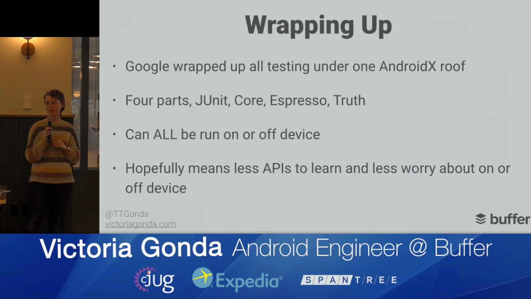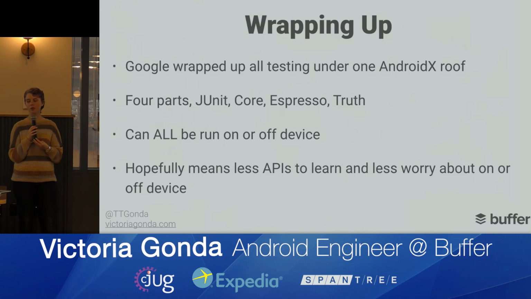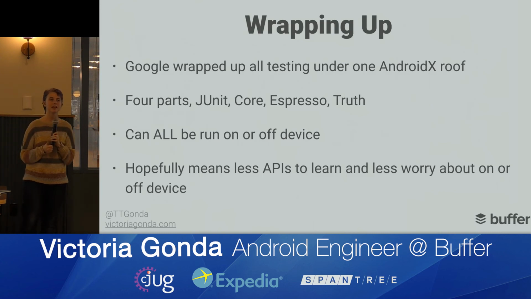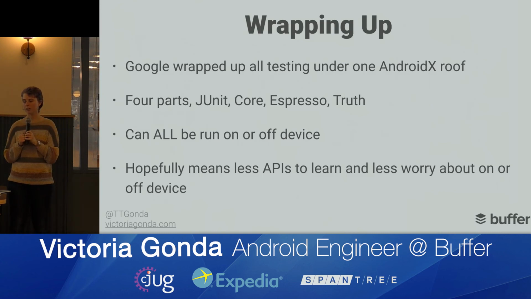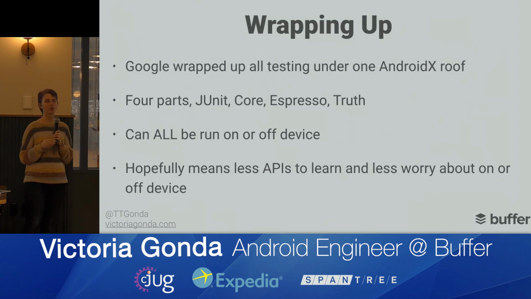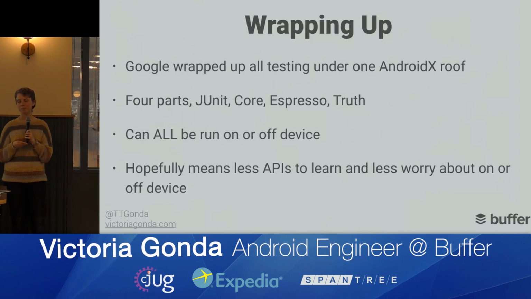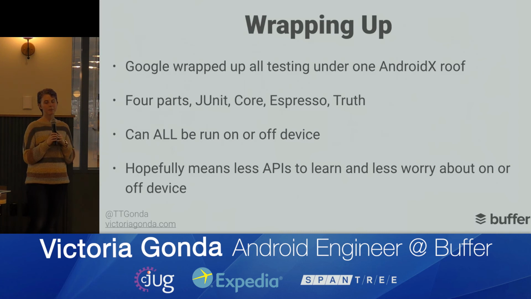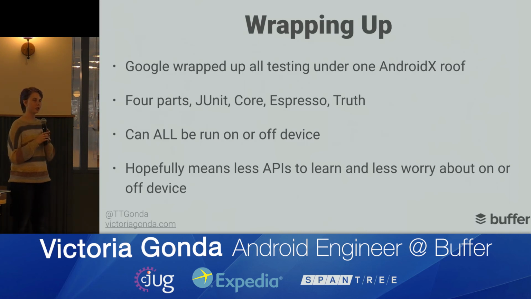All this is to say is that Google wrapped up all of their testing libraries under the AndroidX namespace, while also giving us a lot of great new things. These libraries are in 4 categories. JUnit, which has all your needs for scaffolding and accessing the Android context. Core for setting up your tests, launching activities, and building Android classes. Espresso for all your UI-related testing needs, and Truth for making your assertions a bit nicer.